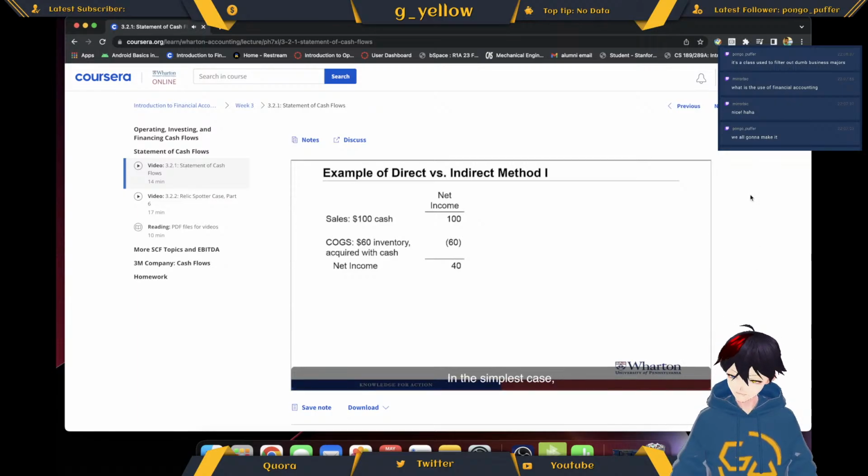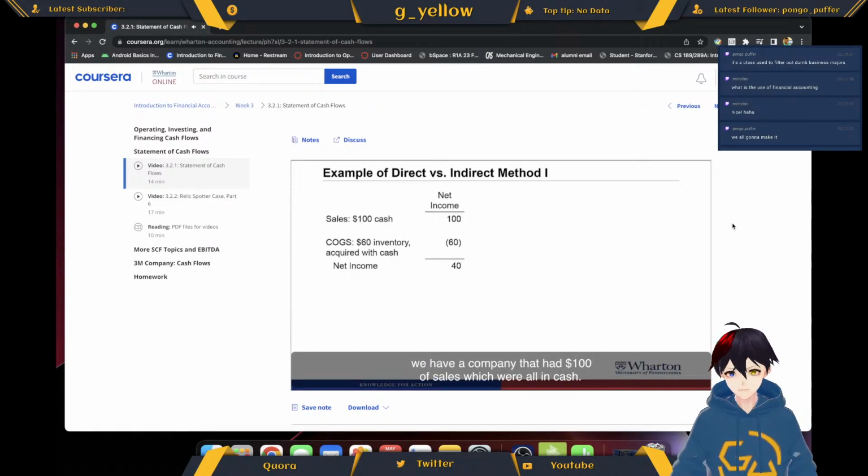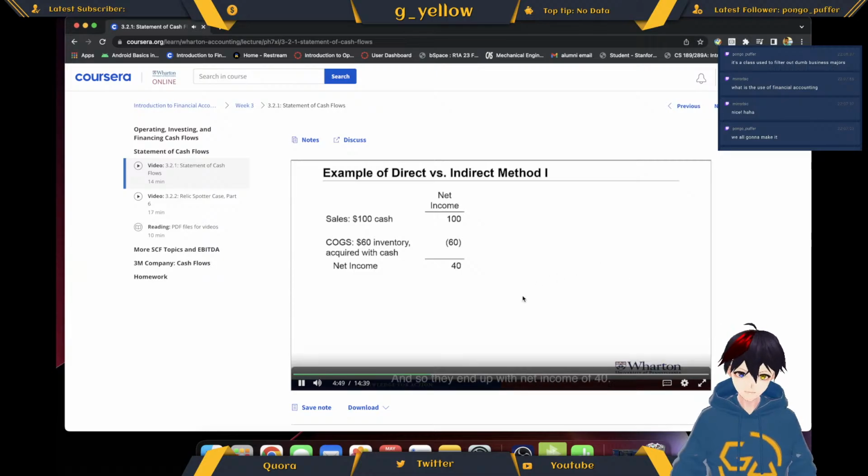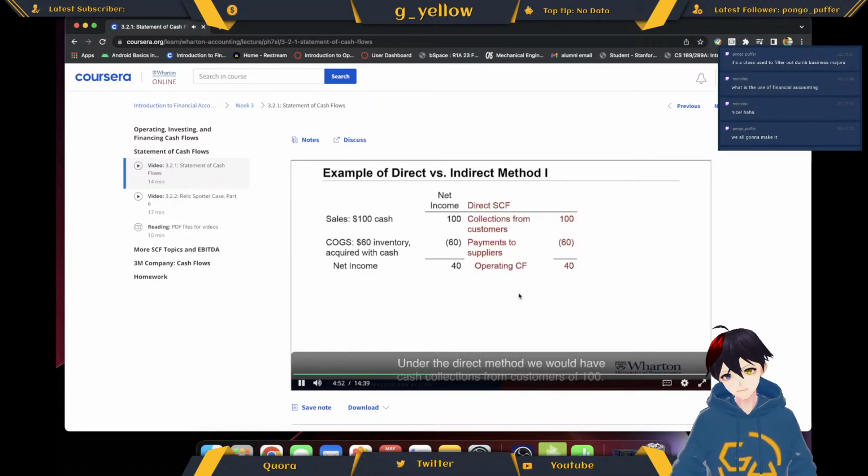In the simplest case, we have a company that had $100 of sales, which are all in cash. Their cost of goods sold were $60, again, all in cash. So they bought $60 of inventory with cash and sold it all during the period. And so they end up with net income of $40. Under the direct method, we would have cash collections from customers of $100, payments to suppliers of $60, gives us an operating cash flow of $40.